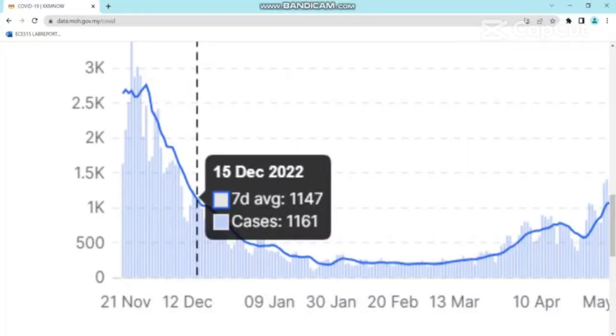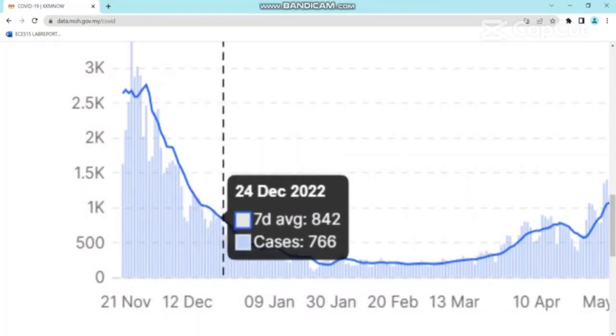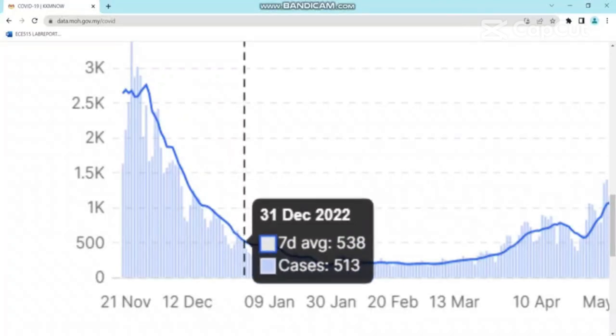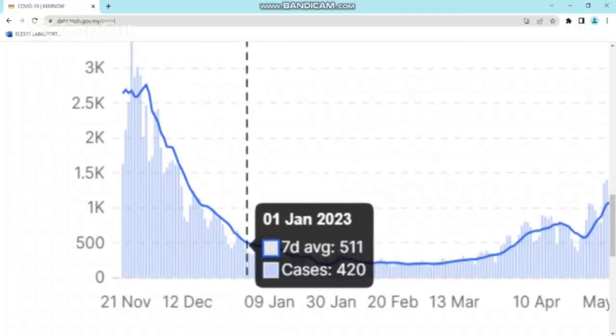And what's the data on 1 January 2023? So drag the mouse until 1 January. The data on 1 January is 420 cases. We can see the cases are slightly reduced. So repeat the same steps until 15 April 2023.